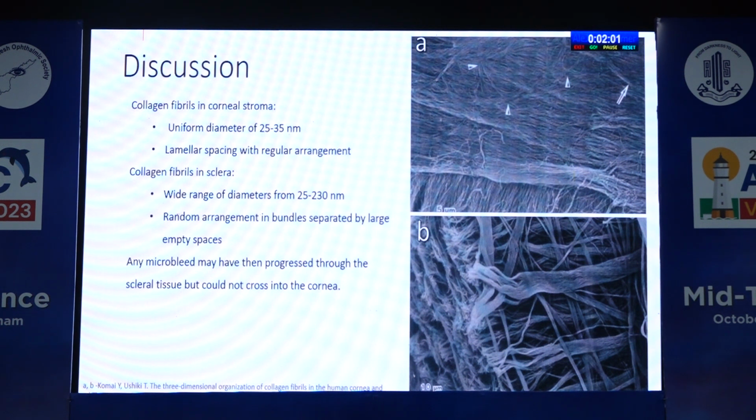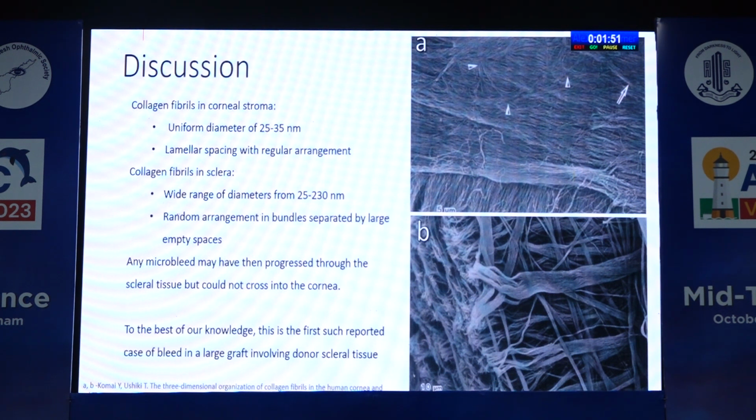Any microbleed may have then progressed through the scleral tissue but could not cross into the cornea because of the tight lamellar arrangement. To the best of our knowledge, this is the first such reported case of bleed in a large graft involving donor scleral tissue.